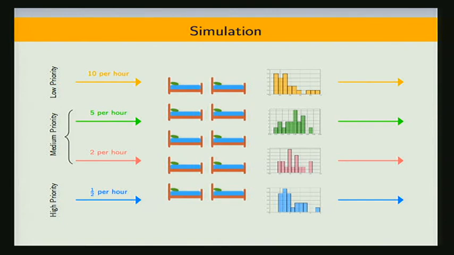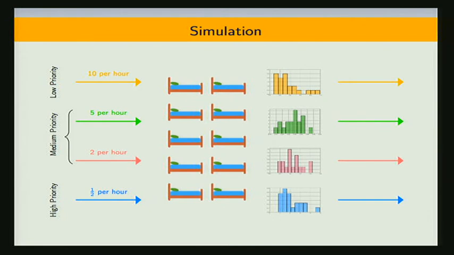We have 4 different types of patients arriving to this A&E. They'll queue up for a bed, spend some time in that bed in treatment, and then leave. So the 4 different types of patients: we have low severity, low priority yellow patients arriving randomly, but we know they come about 10 every hour. We have medium priority green patients who arrive randomly around 5 an hour.